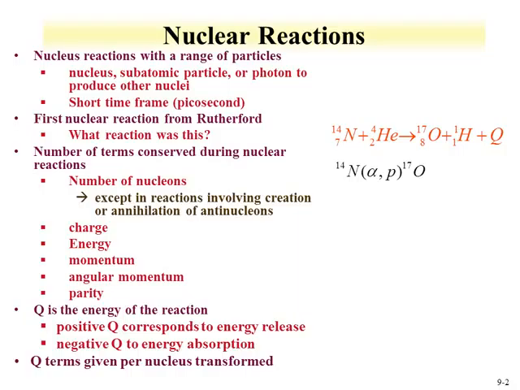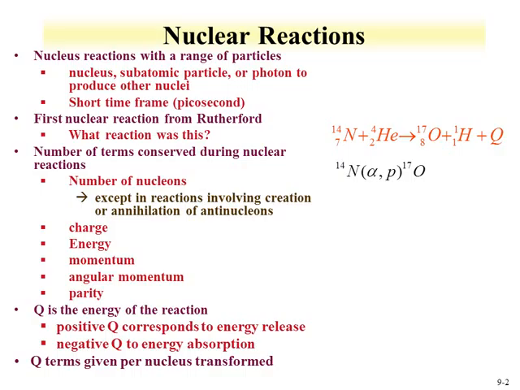We'll start off talking about nuclear reactions, just defining them. They're just a reaction with a range of particles. A nuclear reaction can occur with a nucleus, a subatomic particle, or a photon to produce other nuclei. So fundamentally we're looking at a change of a target into a new daughter or a new product. These reactions occur in short time frames, picoseconds.